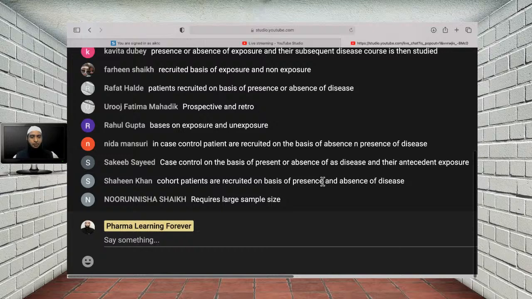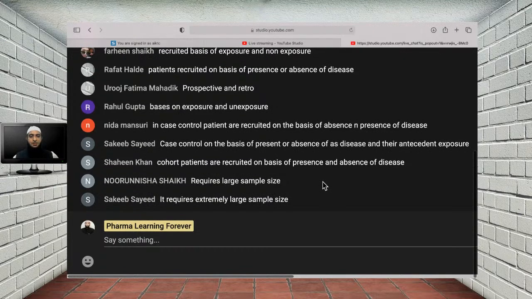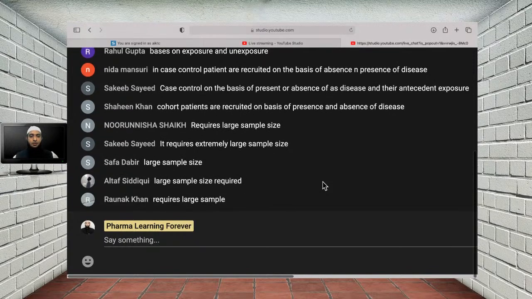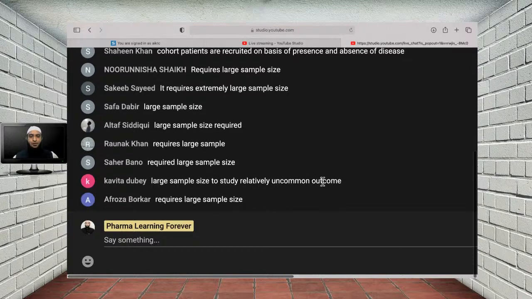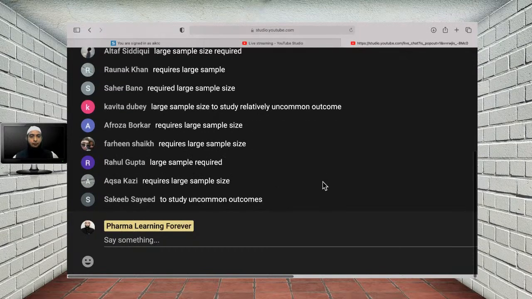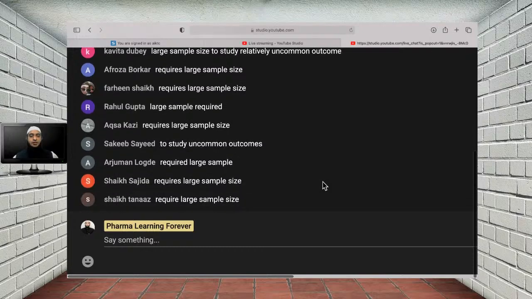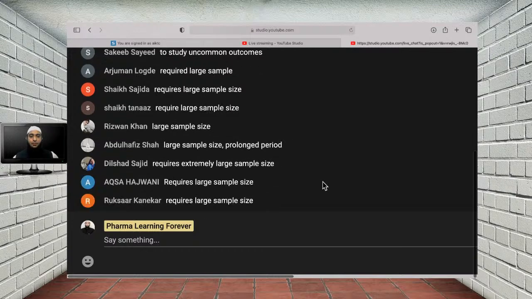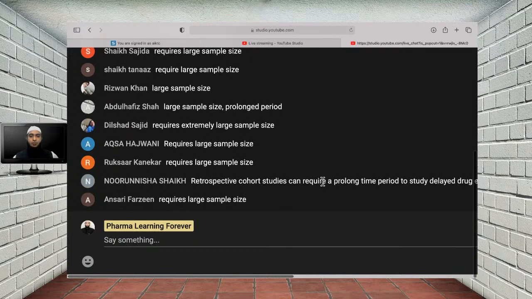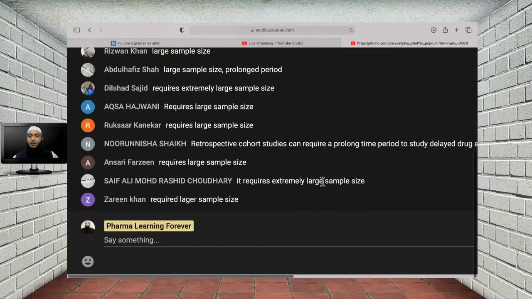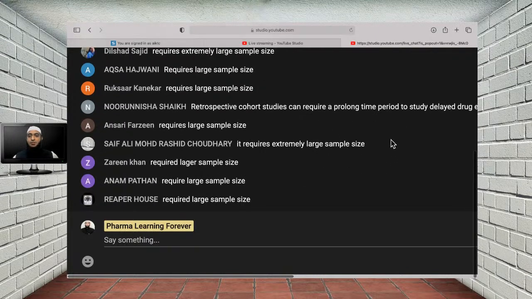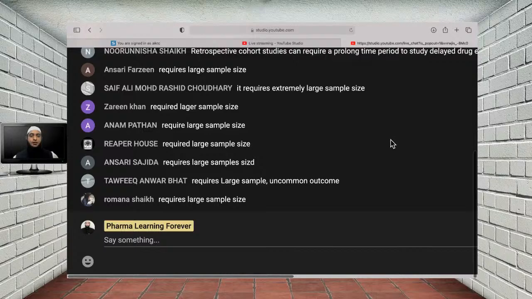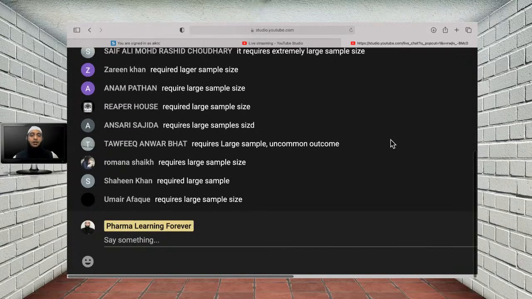Okay, so one limitation mentioned by Nurun Nisa is the required large sample size. Okay, so the large sample size is an important limitation of the cohort study. Especially to study uncommon outcomes, we need a large sample size. So that is a very important limitation of the cohort study. And the second important limitation mentioned by Nurun Nisa is that it takes a long time, especially to study the delayed drug effect. So this is the second limitation of the cohort study.